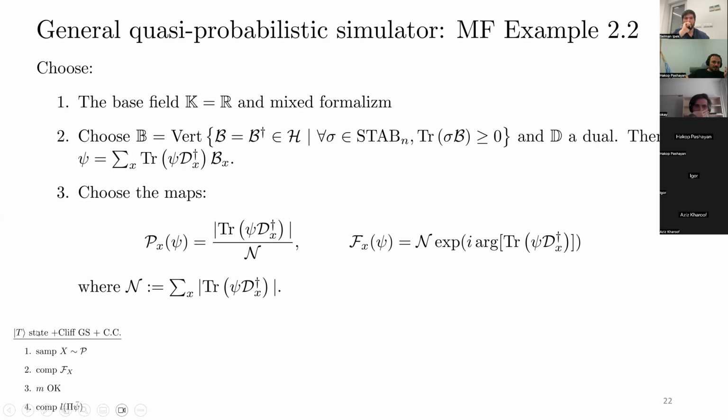So here the gate set, or the setting, is you have T states as a resource, and then all your gates are Cliffords. And you can do classical conditioning. And so you want to look at it in this setting.